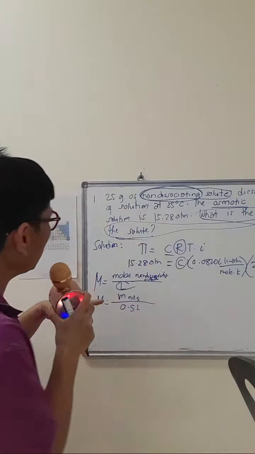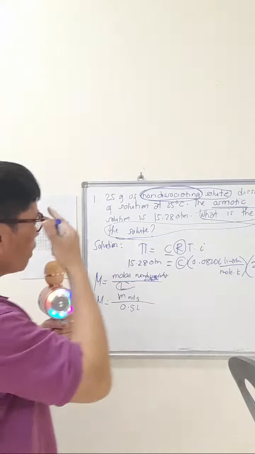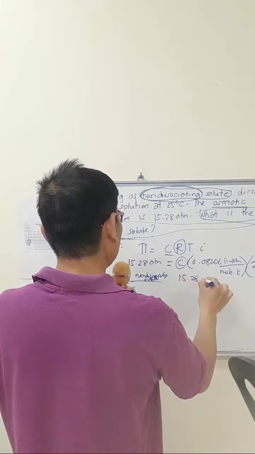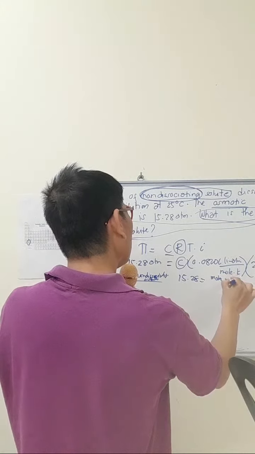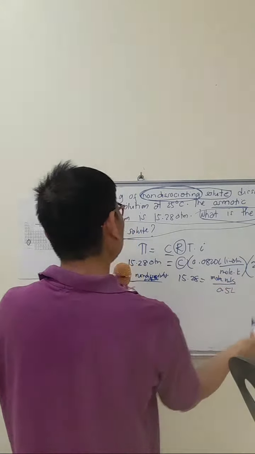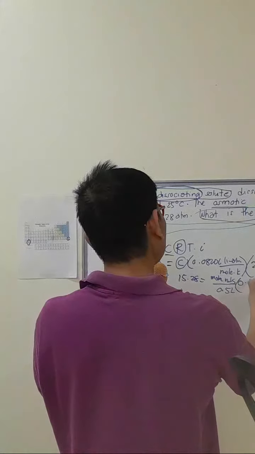Now, substitute this concentration, molarity, in your original equation of osmotic pressure. Okay? 15.28 is equal to the moles of non-dissociating solute over 0.5 liters, times the universal gas constant.